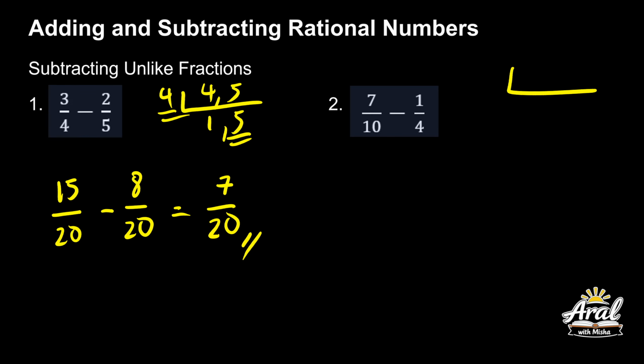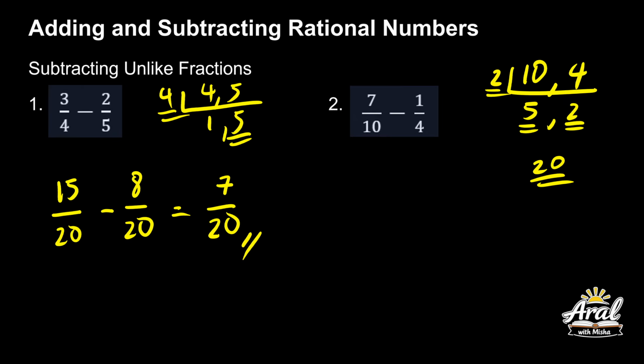So ito, 10 and 4. 10 and 4. What's the common factor? You have 2. 2 times 5, 10. 2 times 2, 4. Meron pa bang common factor? 5 and 2, wala na. So, multiply mo lang yan. 2 times 5 times 2. So, 2 times 5, that's 10. 10 times 2, 20. 20 yung LCM mo.